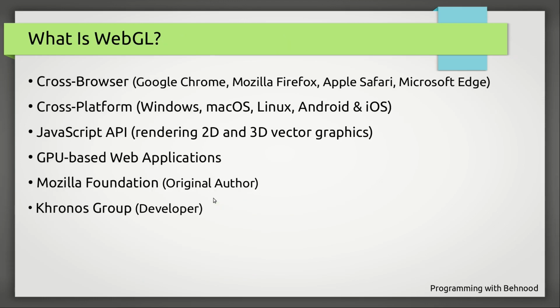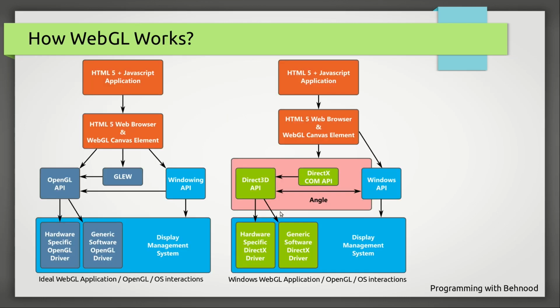Okay, what about WebGL? WebGL is a cross-browser, cross-platform JavaScript API for rendering 2D and 3D vector graphics. We use WebGL for GPU-based web applications in browsers. It was founded by the Mozilla Foundation and is developed by the Khronos Group. So how does WebGL work? WebGL works like OpenGL with some differences, because everything happens in the browser. So regardless of what operating system we use, the result is the same.